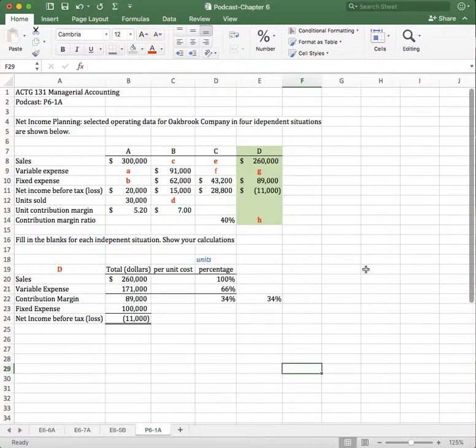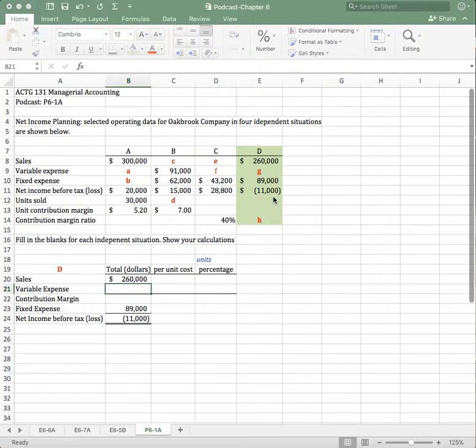So to answer this question, G, variable expense, was $171,000. H, the contribution margin, is 34%. Okay, so with that, I will talk to you soon.